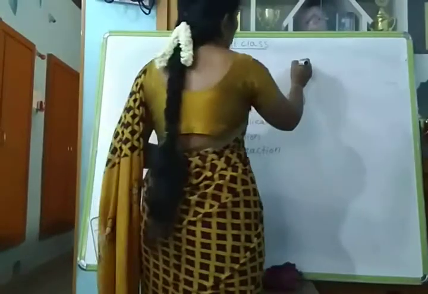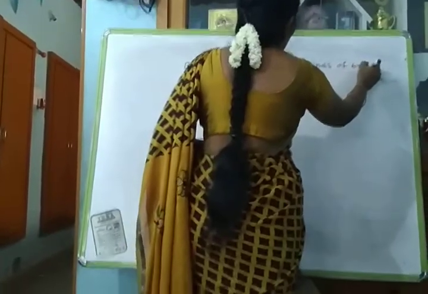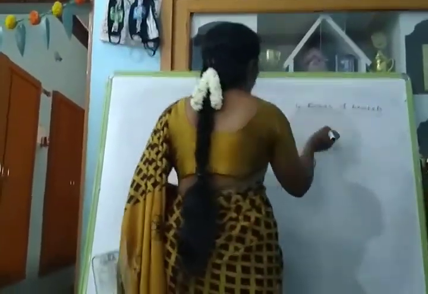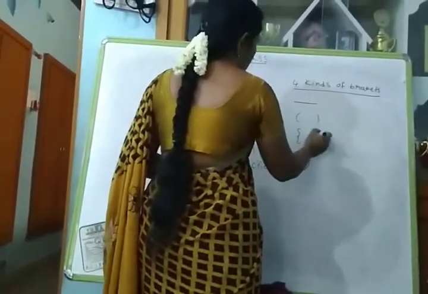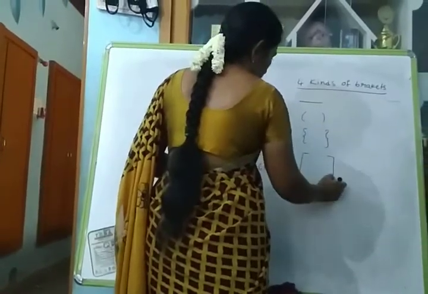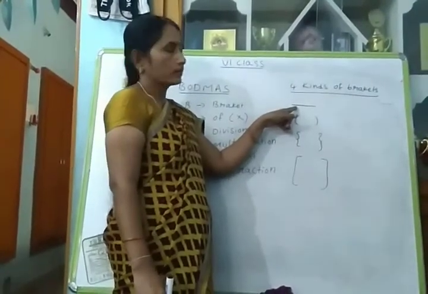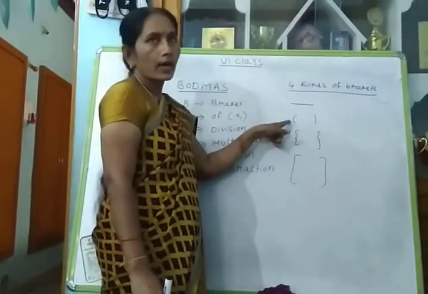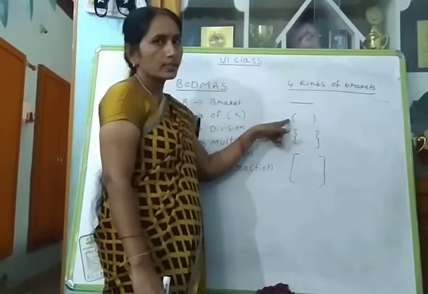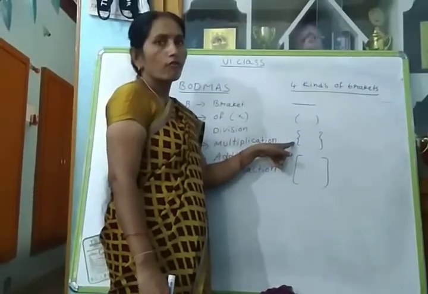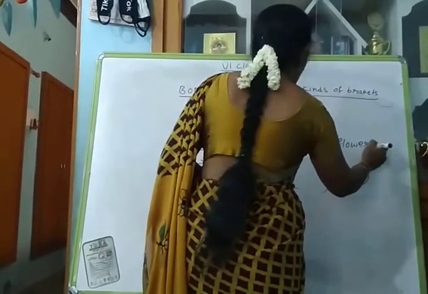Again, brackets are of four kinds, or four types of brackets. First one, this one. Next, these brackets. Next, flower bracket, square brackets. So this is called vinculum or bar. This one is small brackets or circular brackets or common brackets or parentheses. These are flower brackets, or braces also we can say.